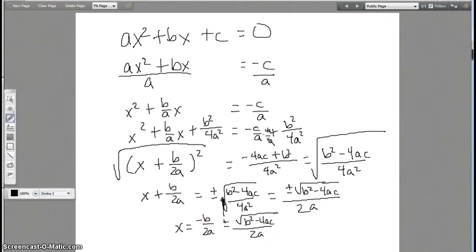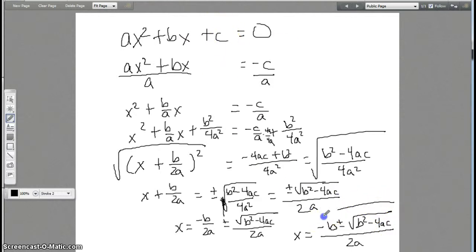Well, I have a common denominator here. That means I can combine these into one fraction. And so what I will end up with is x is equal to negative b plus or minus the square root of b squared minus 4ac, all of that over 2a. And in this case, our a is whatever coefficient is in front of the x squared. Our b is whatever coefficient is in front of the x. And our c is whatever constant we have.